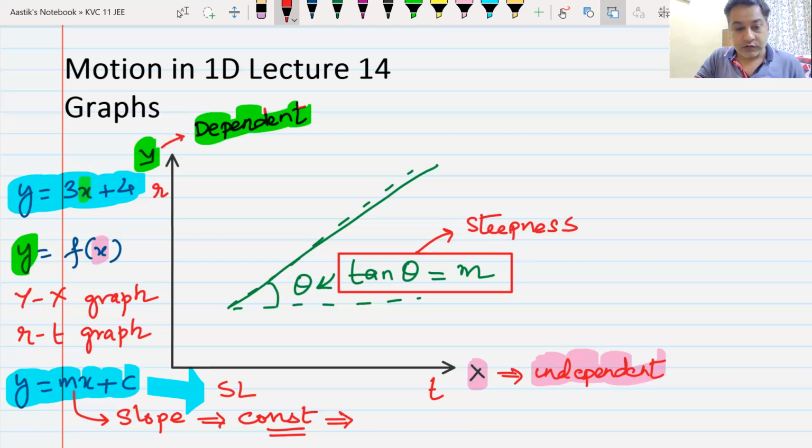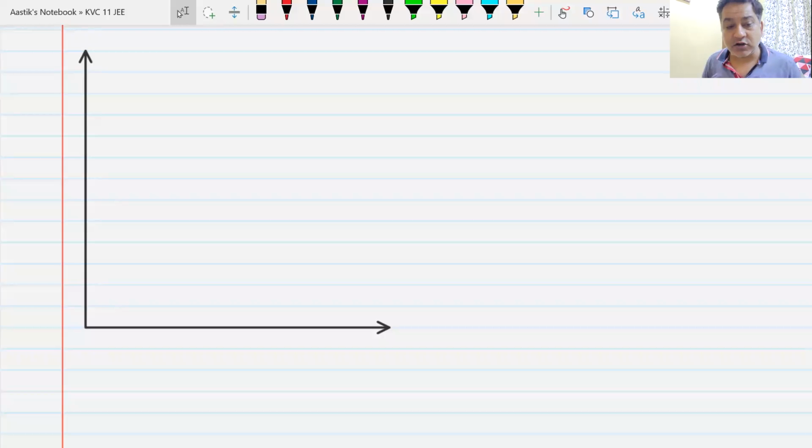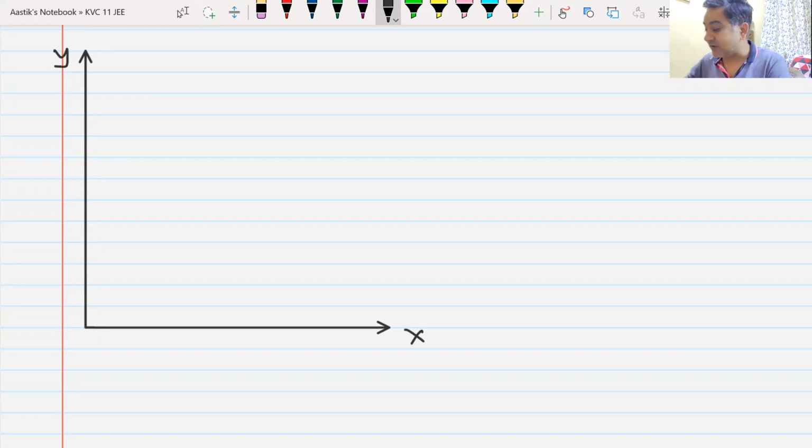Yes, sir. Okay, now let us talk about some very basic things about graphs, and most of the graphs that you are going to see will be straight lines. Let me call this the x-axis. Let me call this the y-axis. The first graph, the simplest of them, could be drawn like this. I would draw a line like this.